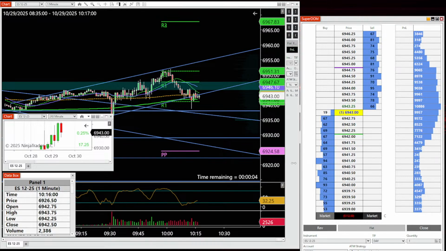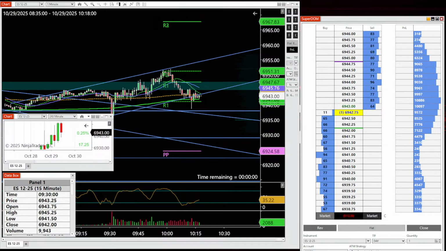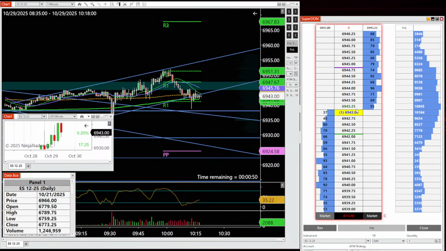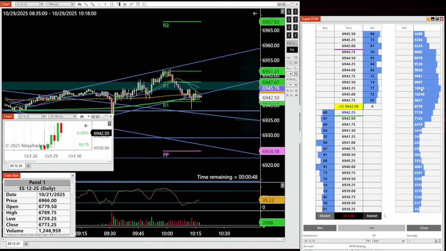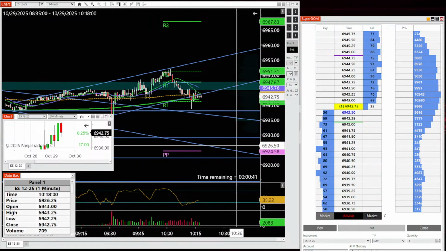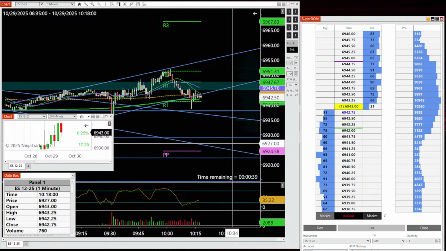Point of control is about 43. What I've got, point of control is 43.50, where most of the volume has been taking place, right here. 43.25, 43.50. So just gotta wait. Sit on the hands.